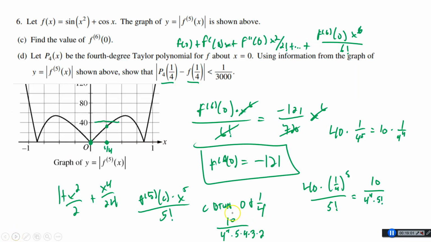Okay. So the 10 cancels with the 5 and the 2. Oh, we have red now. What a deal. So this is 1 over 4 to the fourth times 4 times 3. So 4 to the fourth, we weren't able to avoid this. 4 cubed is 64 times 4 is 256. So we have 1 over 256 times 4 times 3.